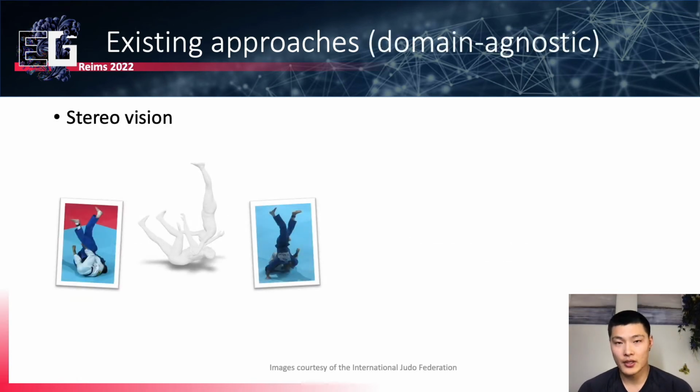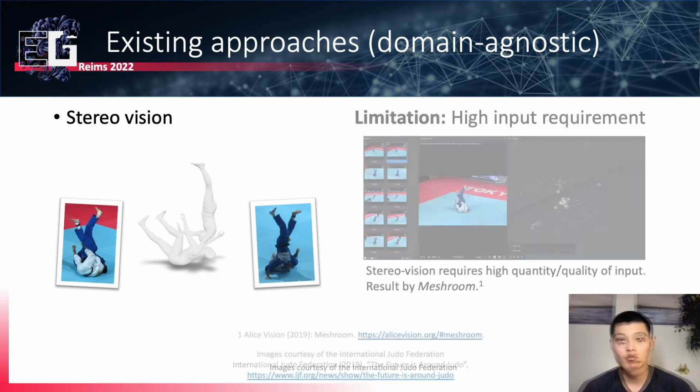Starting with the domain-agnostic, stereo vision is the first approach that we consider. It infers depth information from multiple views of a scene. In theory, it could be used to capture all types of shapes along with the surface details, like the color. However, in practice, this approach has a high requirement on both the quantity and the quality of the input. In other words, we need many images of high quality in order for stereo vision to work.